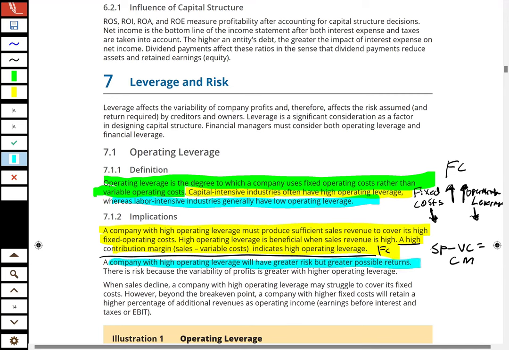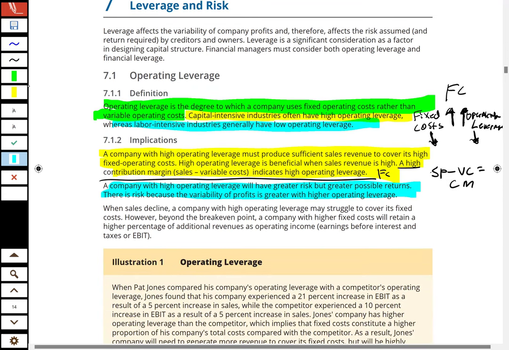but greater possible returns. There's a risk that the variability of profits is greater when there's higher operating leverage, because again, you've got to get over that hurdle, and if you have a decline in sales, now all of a sudden you're in a loss situation. So when sales decline, a company with high operating leverage may struggle to cover its fixed costs. However, beyond the break-even point, a company with higher fixed costs will retain a higher percentage of additional revenue, et cetera. Okay, and I think we've already said that.